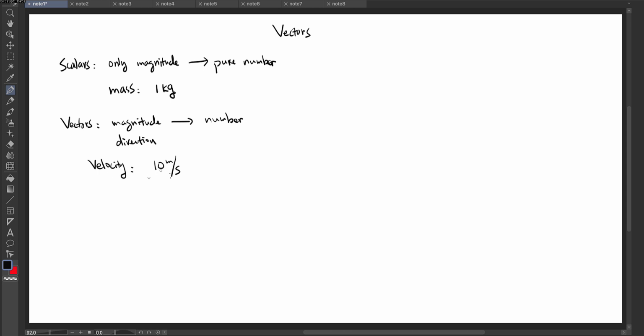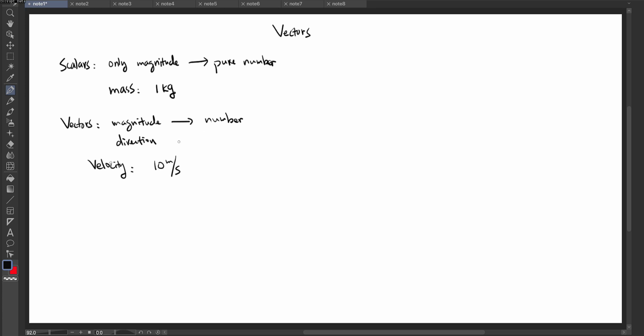Now, this velocity, 10 meters per second, is just a number. And when we talk about 10 meters per second, we don't know what direction the object is moving. It could move, let's say, along the north direction, along south, along east, or along west. So you don't know actually the object's motion direction. So that's why we need a direction here.